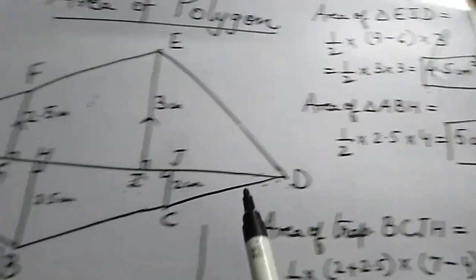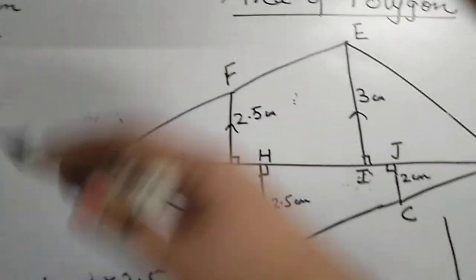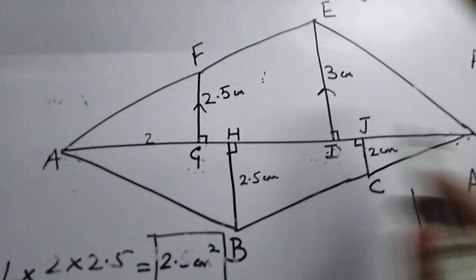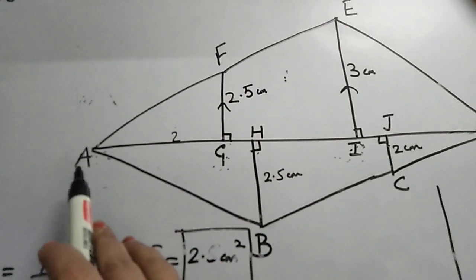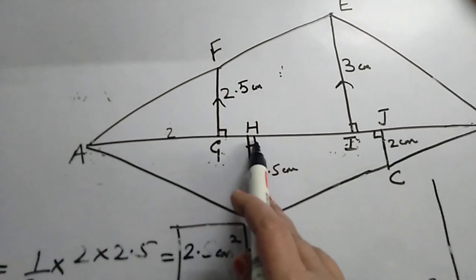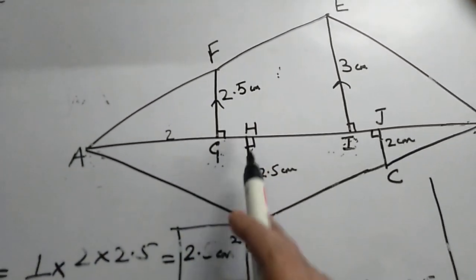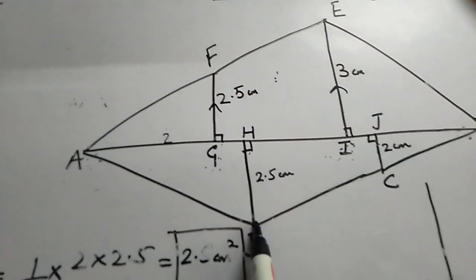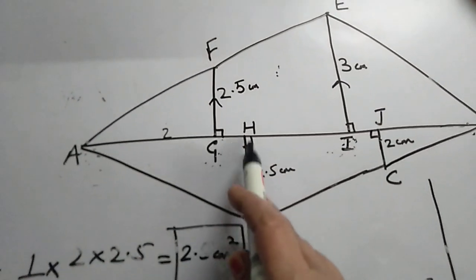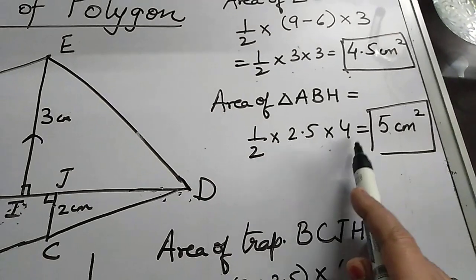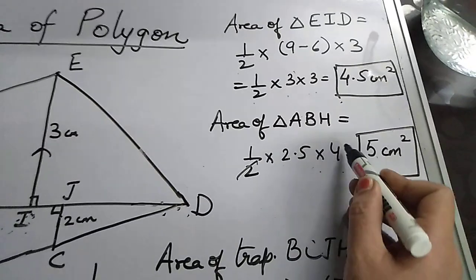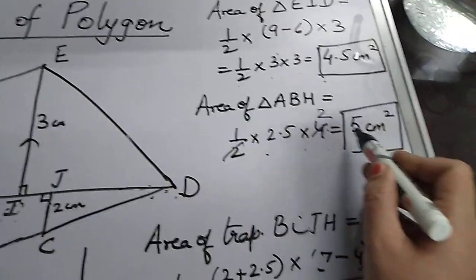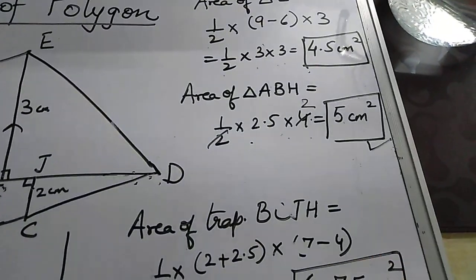Okay. Now coming to the next triangle, on the other side of this AD, triangle ABH. If you see, AH is given as 4, and BH is 2.5. So half into 4 into 2.5. Half into 2.5 into 4, which will give you 2 1s are 2, 2 2s are 4, 2.5 into 2, that is 5 centimeters square.